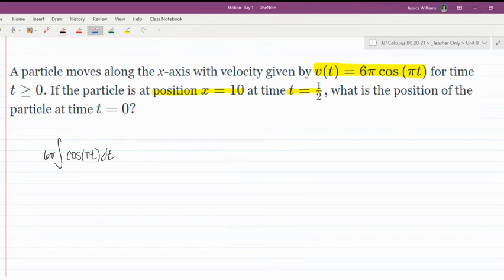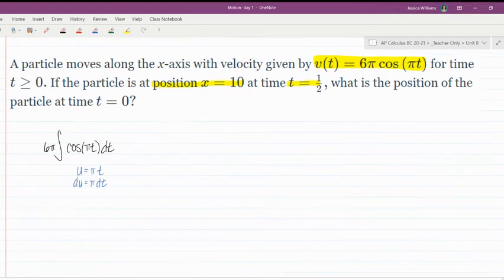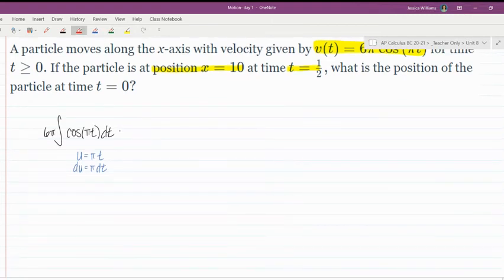I am uncomfortable with you not having taken an integral in the last 3 weeks. So let's do this very slowly with like a u sub and ease you back into it. U is pi t, which makes du pi dt. So then I have to divide out a pi. So I have 6 pi over pi. And now I have the integral of the cosine of u du. Pi's cancel. And I have 6.